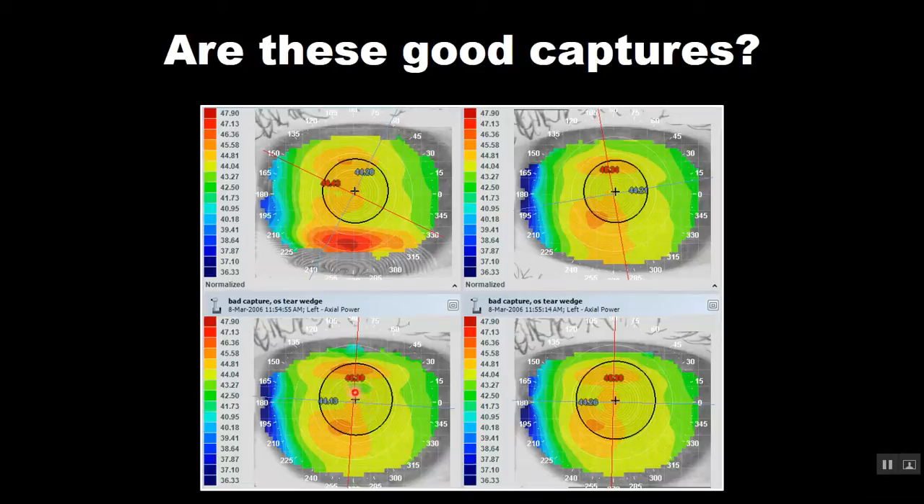This one here seems to have a bit of a flat spot in the center. So is that tear film breakup? All these maps look different. There's no reproducibility of the topographies. So we may need to take more maps and determine if we can get better reproducibility, so better quality of capture.